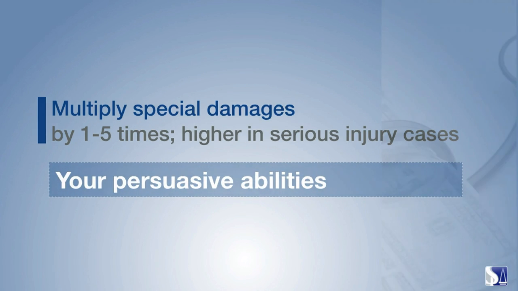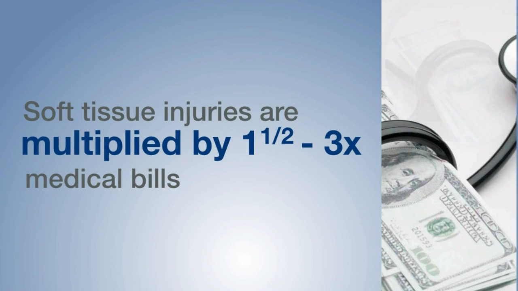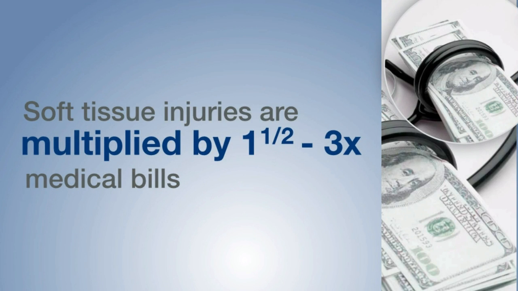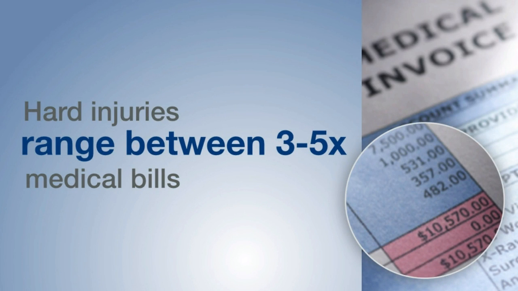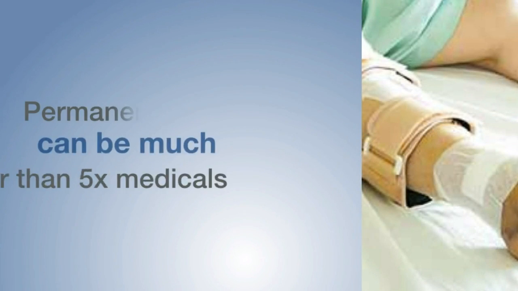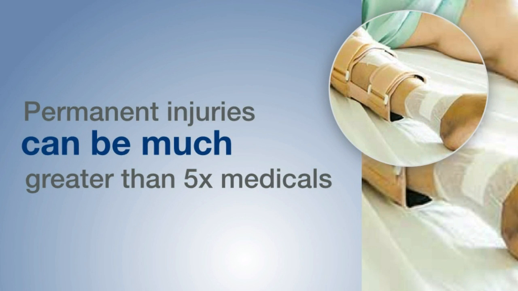Soft tissue injuries like whiplash and minor sprains are often multiplied by 1.5 to 3 times the medical bills. Broken bones or herniated discs can range between 3 to 5 times the medical bills. Debilitating or permanent injuries like scarring and brain damage can see specials multiplied by much greater than 5 times.